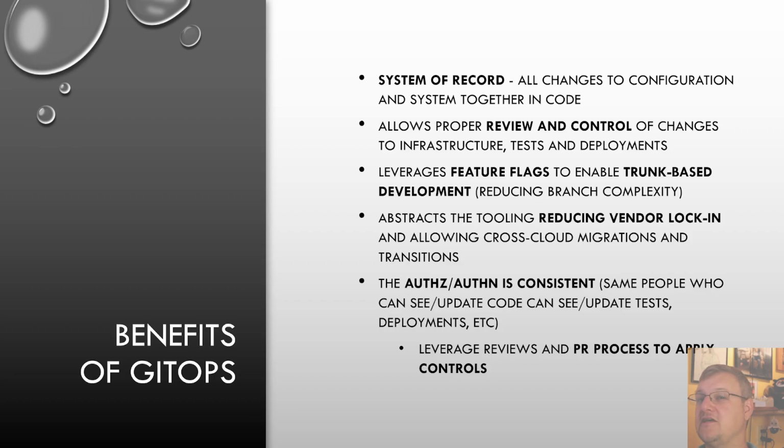Lastly, and this is a really key point, the authorization and authentication is consistent. The same people who can see and update the code that deploys and makes up the app are the same ones who can see the tests and update the deployments, right? If you can see dev, you can update dev. And the part of the control comes down to the PR process. So your pull request is where you put your controls. You do your reviews and your PR process to apply controls.